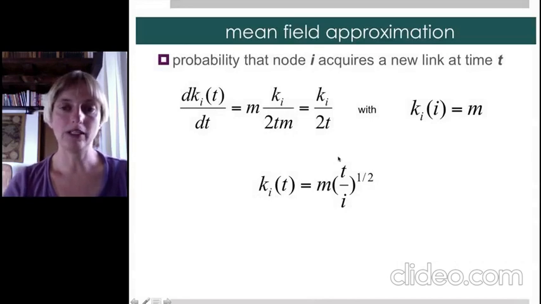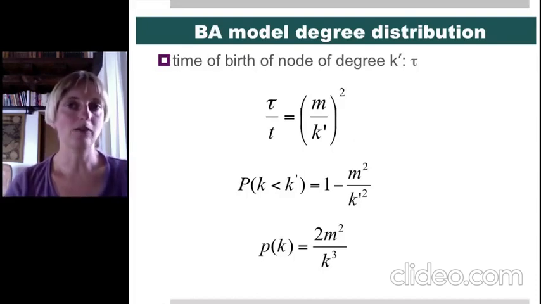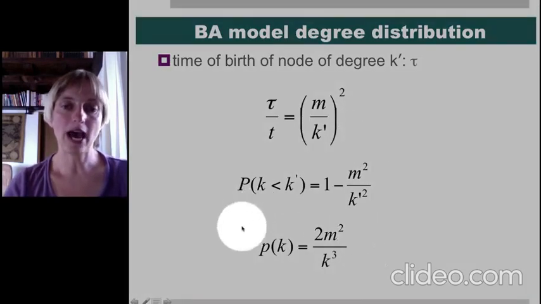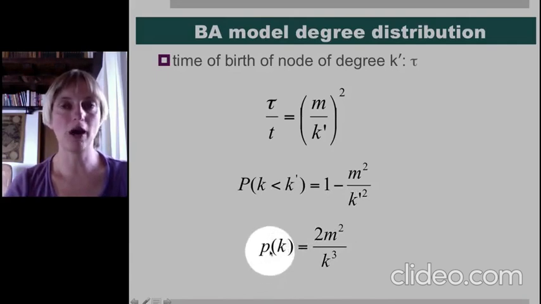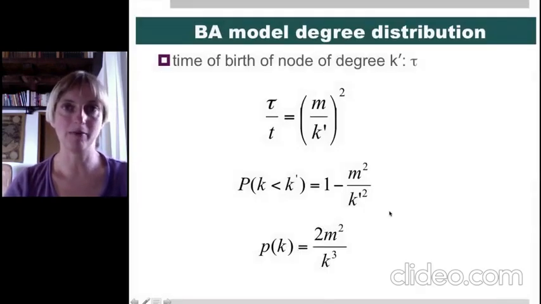And what we'll see again is that if we want to figure out the probability that a node has degree, say, k prime or less, we want to figure out at what time point tau the node with average degree k prime was born, and then we know that everyone born after that will on average have had lower degree. Following a similar derivation, we have a distribution that says the probability that a node has degree k is 2m squared over k to the third. So this is your power law exponent of 3.